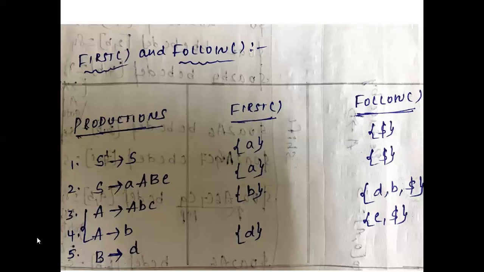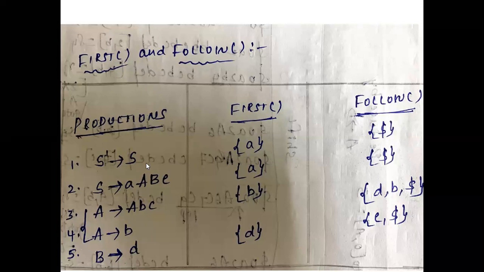See here the outputs for the non-terminals for the first function and the follow function. I constructed the first function for S dash, S, A and B, as well as the follow function for S dash, S, A and B, right? These are the outputs of first of S dash, first of S, first of A and first of B, and follow of S dash, follow of S, follow of A and follow of B.